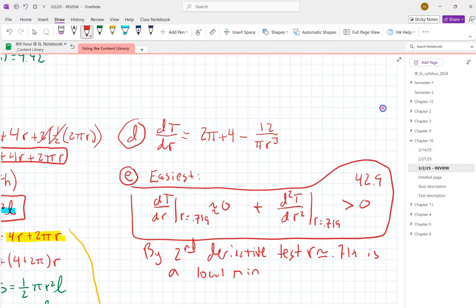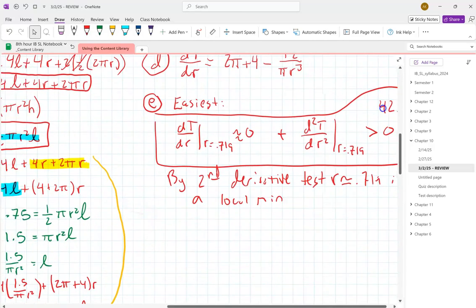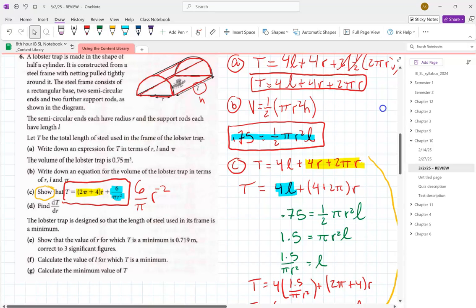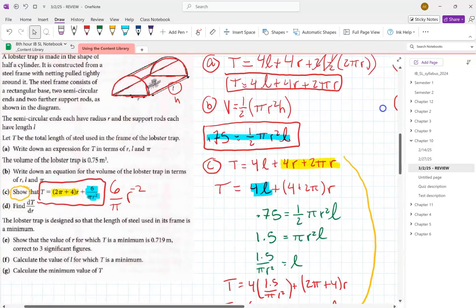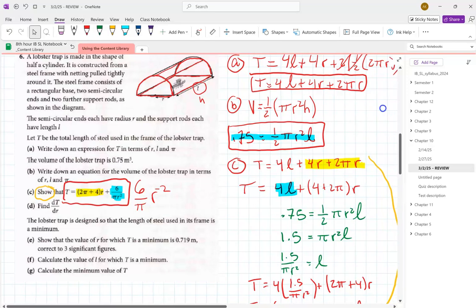Everybody cool? They might have even taken, if this was like an IB question, they might have even accepted if you showed the graph of t and then said you found the minimum with your calculator and you got this value and it matched the 0.719. Might have even taken that. I don't know.